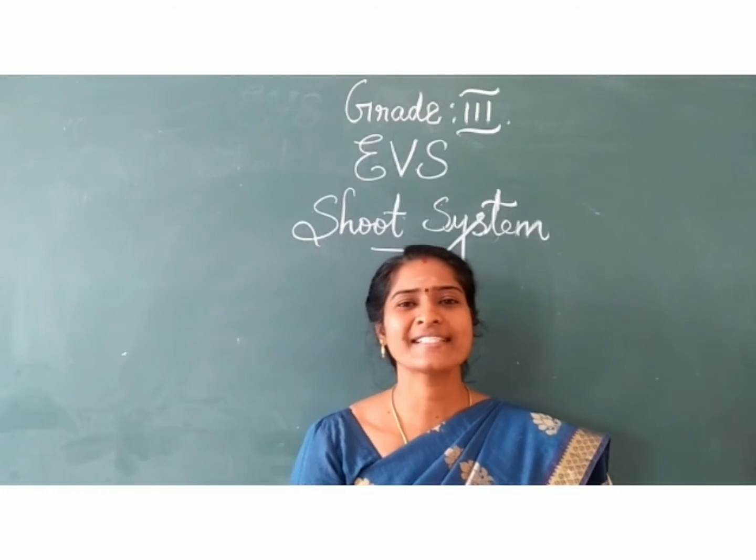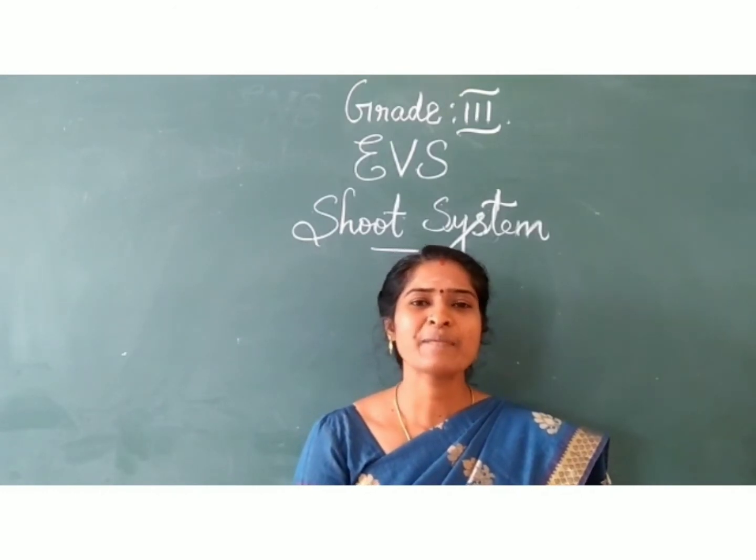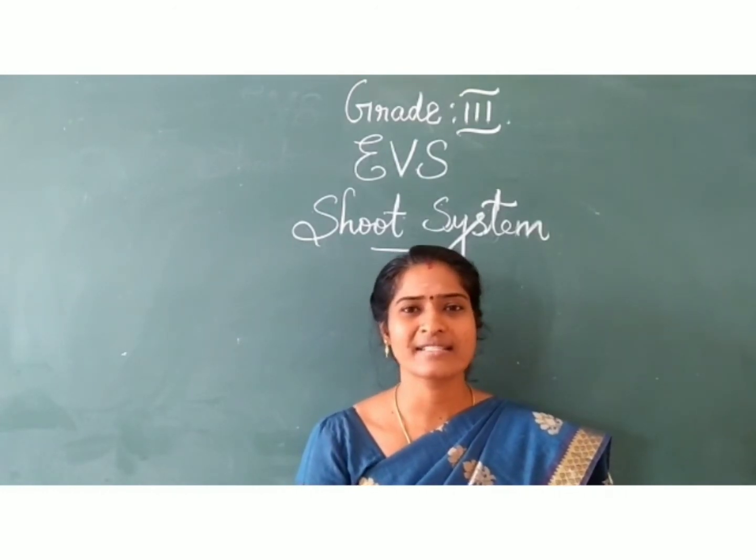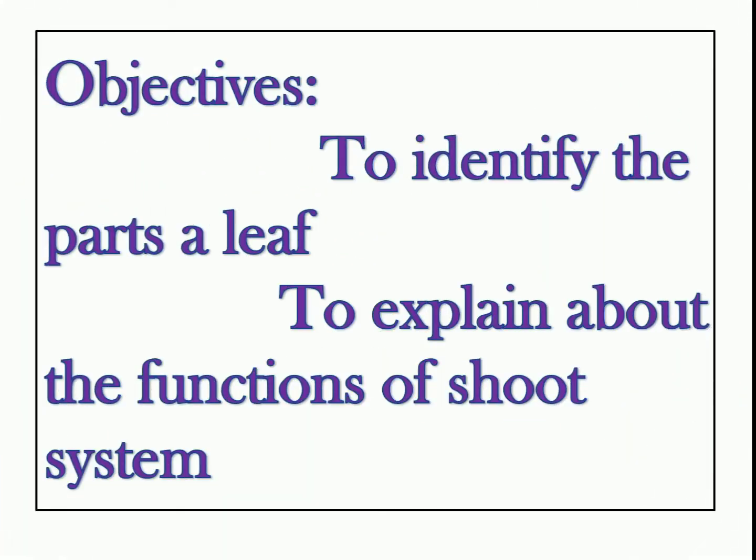In the previous class, you learnt about the types of fruits and their functions. Today, we are going to learn about the shoot system. Objectives. Students can identify the parts of a leaf and explain the function of the shoot system.